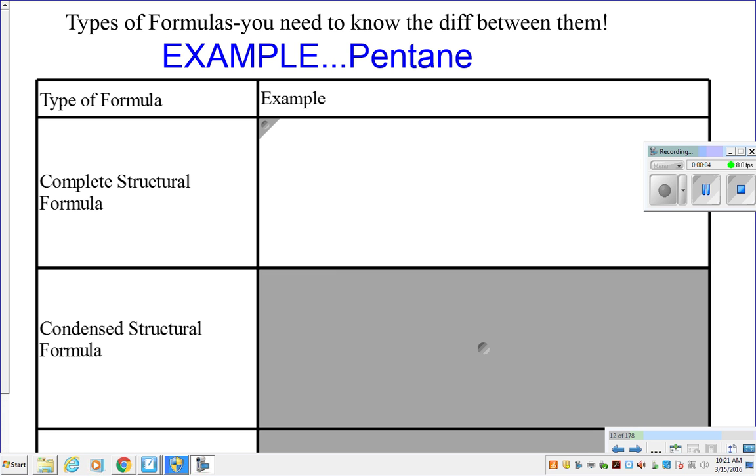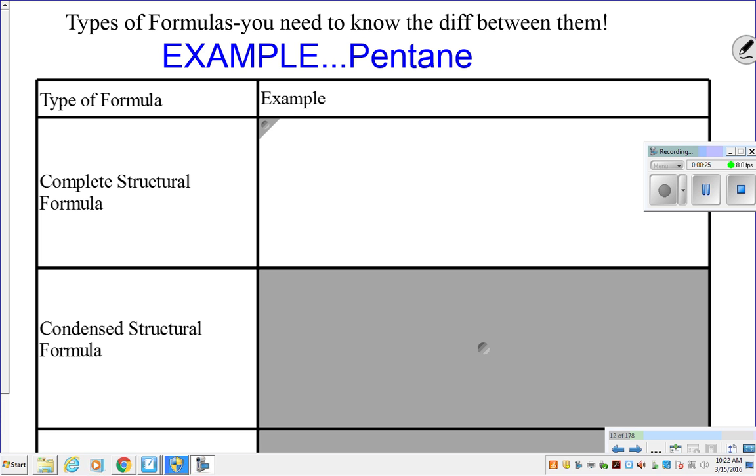Welcome to the naming and drawing of hydrocarbon molecules. It's going to be very important that during today's notes you're able to look at reference table P and reference table Q. I'm going to start by talking about types of formulas. I'm going to use the example of pentane. If you're looking at table P right now, you'll see that the prefix pent means 5.